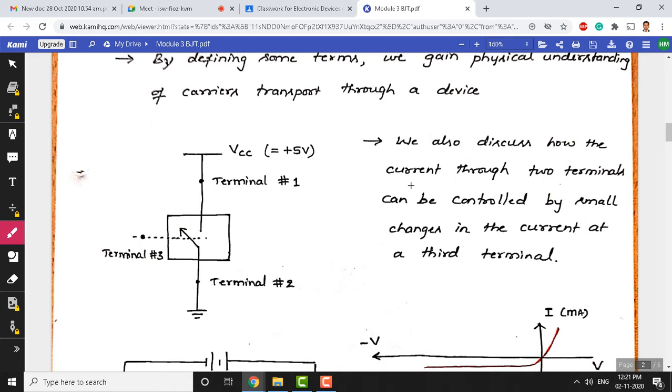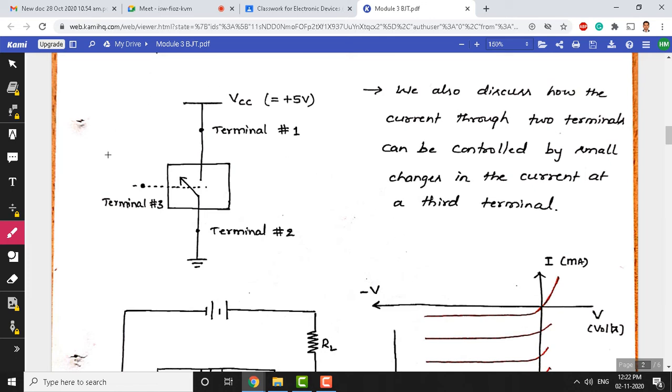We also discuss how current flow through two terminals can be controlled by small changes in the current at the third terminal. If you look at this diagram, it has a source of supply labeled VCC, and for VCC we applied 5 volts. You can see there is a terminal 1 here, and another terminal which we have labeled terminal 2. Current flows from the source to the destination, which is terminal 2. The current flow here can be controlled through the third terminal, terminal 3. Terminal 3 is very important. This we do not have in a PN junction.